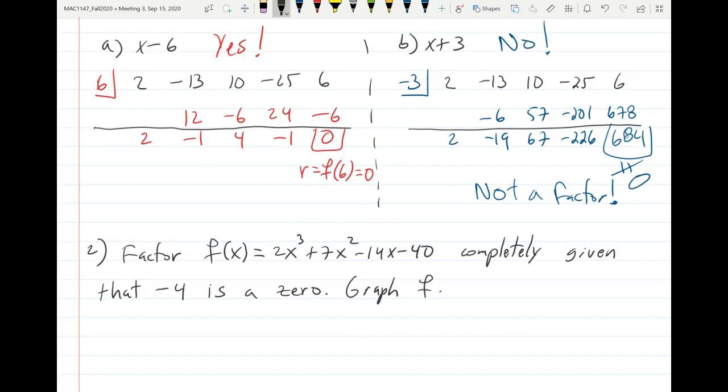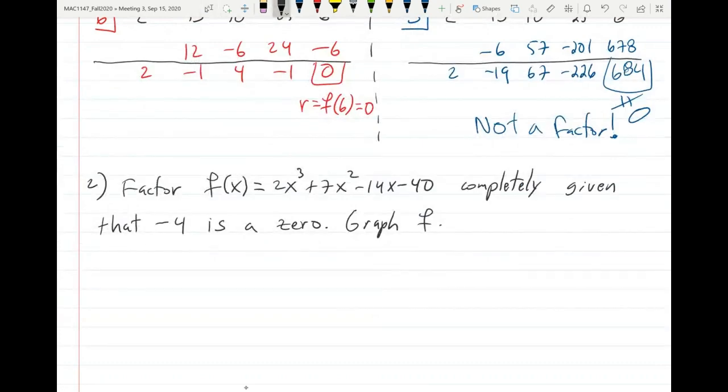Okay. So again, here I'm giving you a little hint. In other words, I'm already giving you 1 zero. And with this information, we should be able to factor this polynomial completely. All right. Let's see. So solution. How do we do this? The fact that negative 4 is a 0, how does this help us? What does this mean? If we say that negative 4 is a 0, what does that imply according to our theorem?